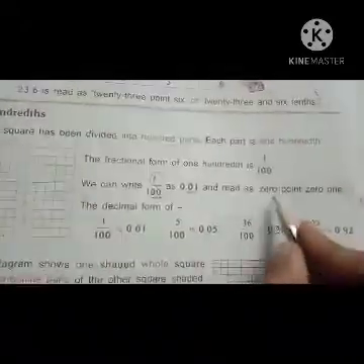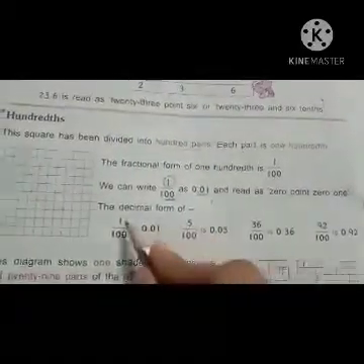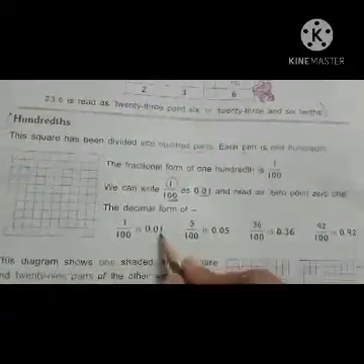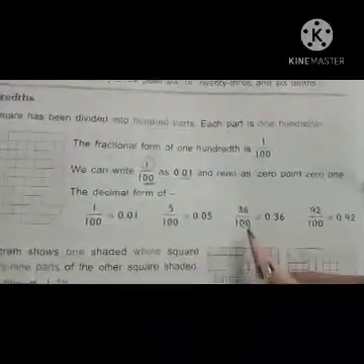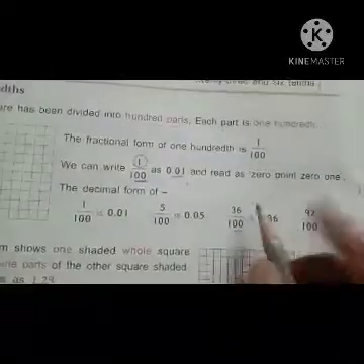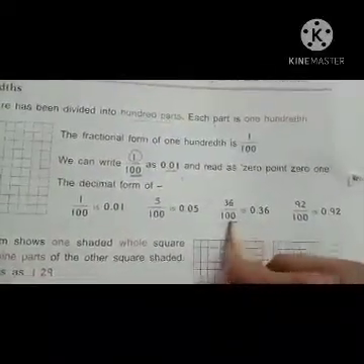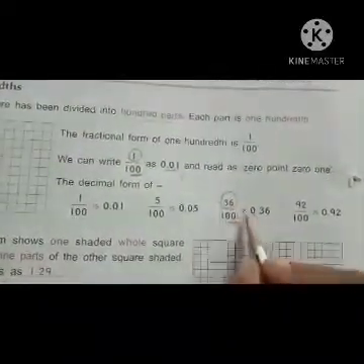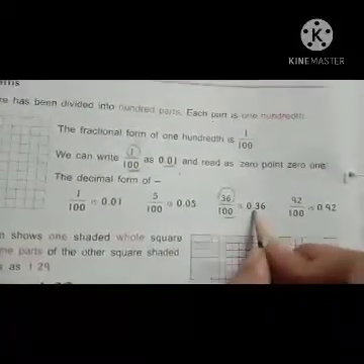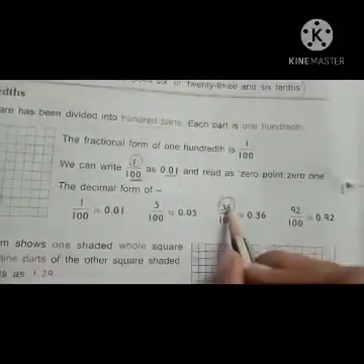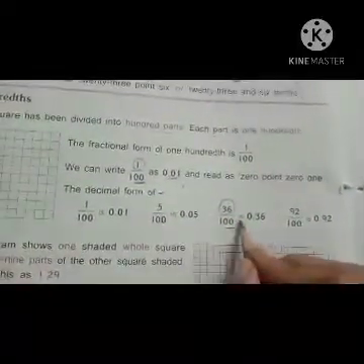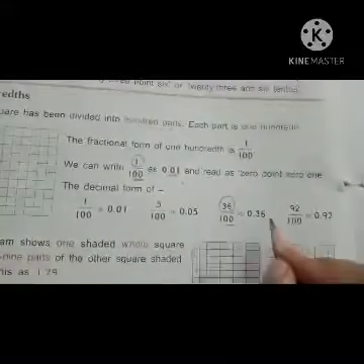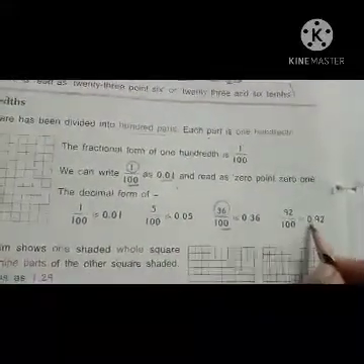0.01. The decimal form of 1 by 100 is 0.01. 5 by 100 is 0.05. Here see children, 36 by 100 is there. Here how many zeros are there? 2 zeros are there. Here numerator also 2 numbers are there, no? Just we have to keep the point and just we have to write here the numerator numbers. Okay, 36 by 100 is equal to 0.36. Here also 92 by 100 is equal to 0.92.